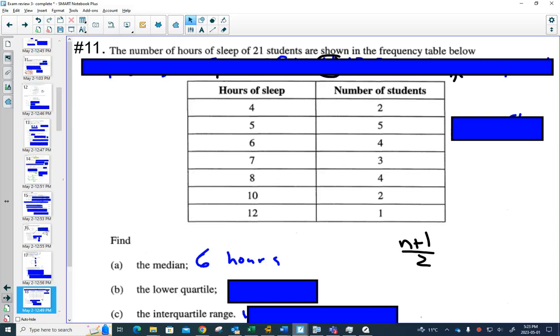The lower quartile. Okay, how do we find the lower quartile? Find its position by doing n plus 1 divided by 4. We do 22 divided by 4. What do you get? 5 point, right? Oh, not 22. Yeah, 22 divided by 4 is 5.5. So you're going to find in between the 5th and the 6th student, but they're both 5s. So it averages out to be 5.